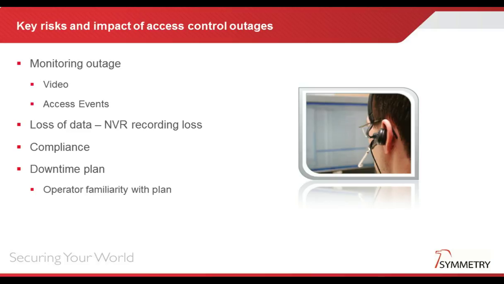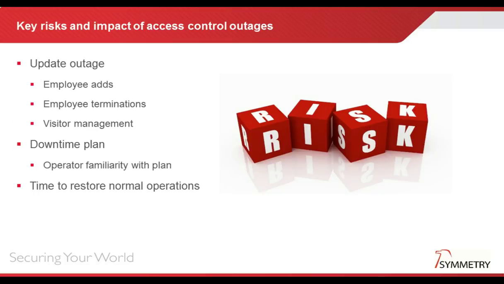The second type of outage is not a monitoring outage, but an update outage, so updates to the access control system. Can we add employees that need to get access to certain facilities if a server is offline? Can we terminate employees' access in near real time or in real time as required? And can we grant visitors access to the facilities? Can people really get where they need to go?